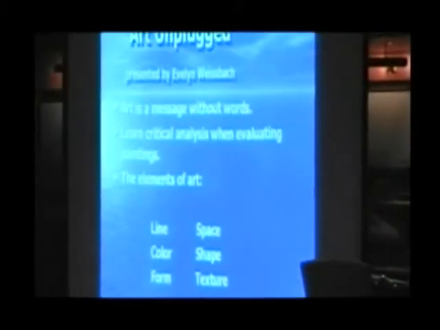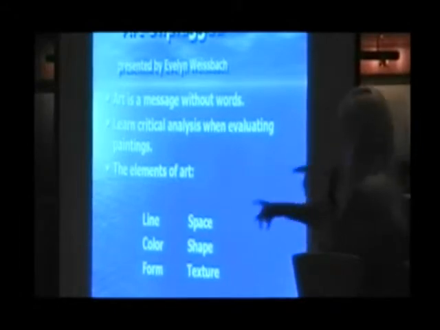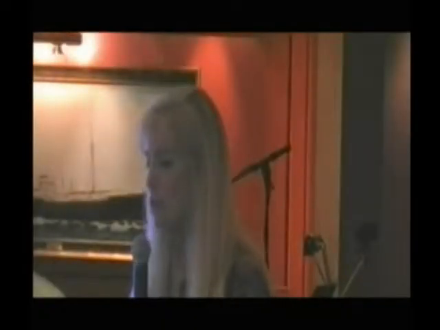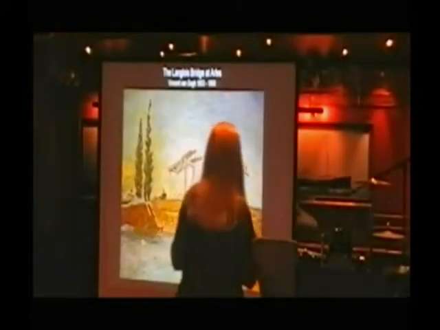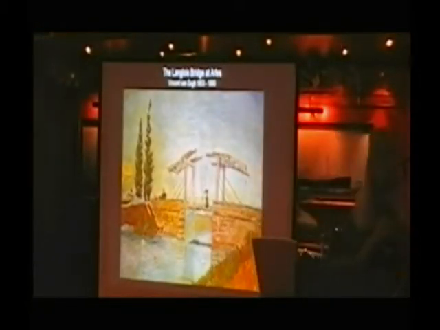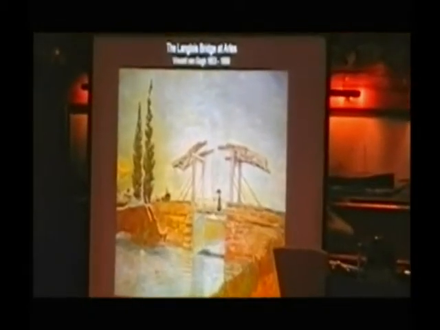There are 6 basic elements that artists use when creating art: line, color, form, space, shape, texture. So these paintings were chosen because they were very good examples of the elements of art. This first painting is the Langlois Bridge at Arles by Vincent van Gogh.